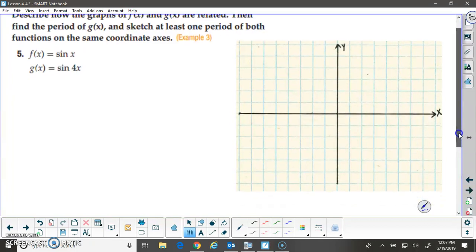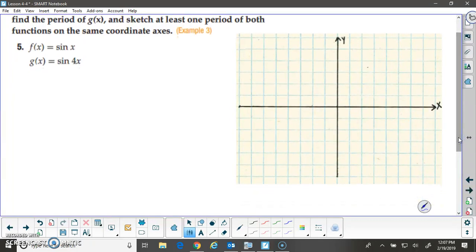So, number 5, we're going to graph a sine of x and a sine of 4x. So both of these, I'm going to have a vertical scale going from -1 to +1. Now the period for this guy is going to be 2 pi over 4, which simplifies into pi over 2. So keep that in mind. 1, 2, 3, 4. So I'm going to stick with this same scale.